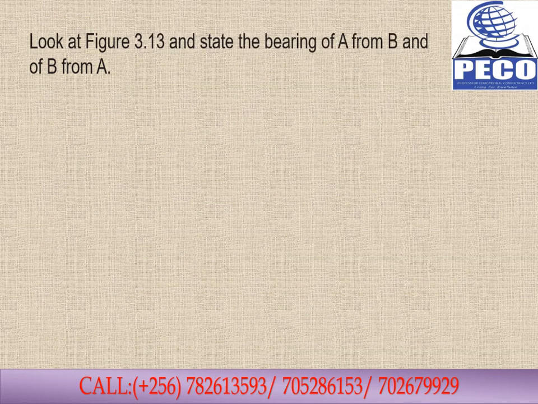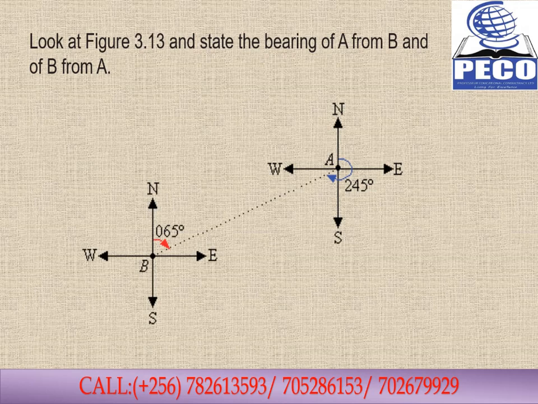We are going to do this by looking at the illustration below. In figure 313, we have an illustration of measurement of bearing of A from B and of B from A. So the bearing of A from B, B is here, A is here. So the bearing of A from B is the angle measured in red, or using the red arrow.